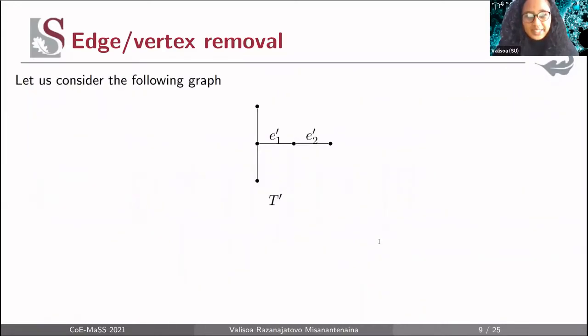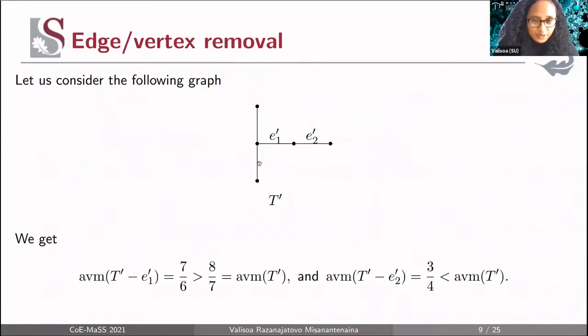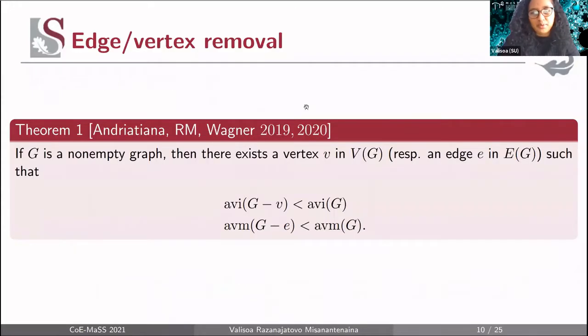And now for the case of matchings, if we consider this graph T prime, if we remove the edge E1 prime here, it will increase the average size of matchings. But if we remove instead the edge E2 prime, it will decrease the average size of matchings of T prime. So we don't have a monotone function anymore.